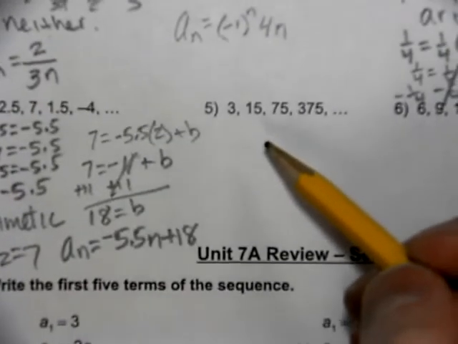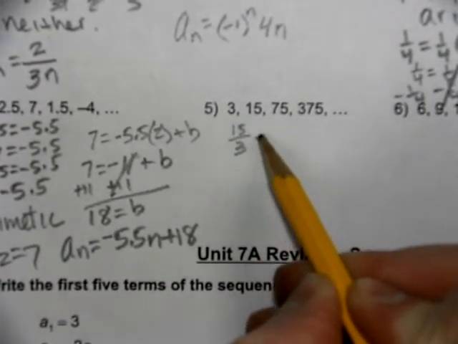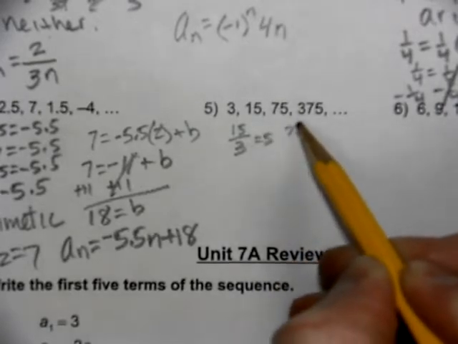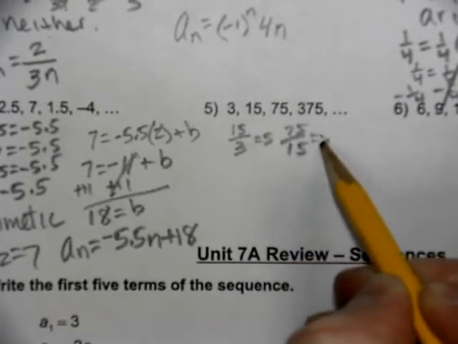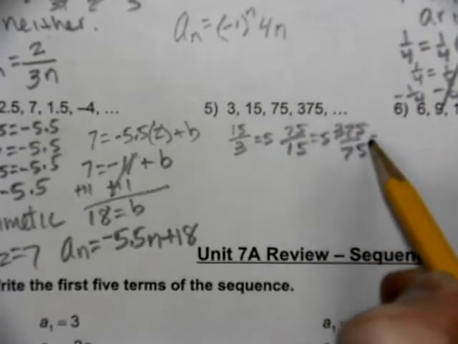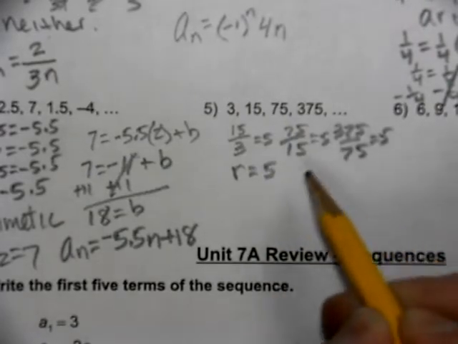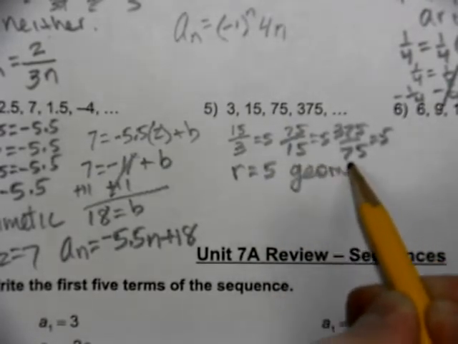This next one, we see that the 15 divided by 3 gives me a 5, and the 75 divided by 15 gives me a 5, and apparently the 375 divided by 75 gives me a 5. So I have this common ratio of 5. This is geometric.